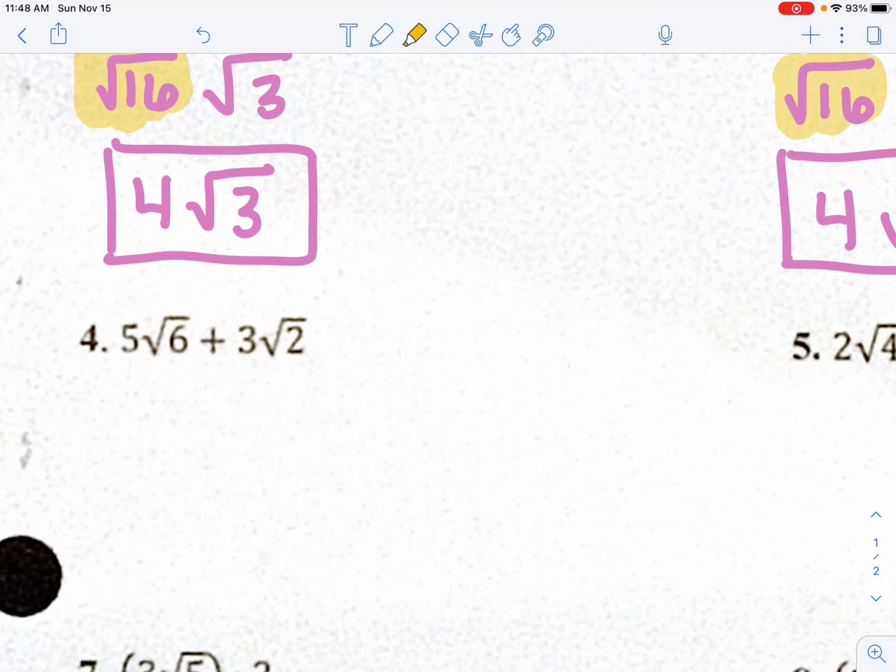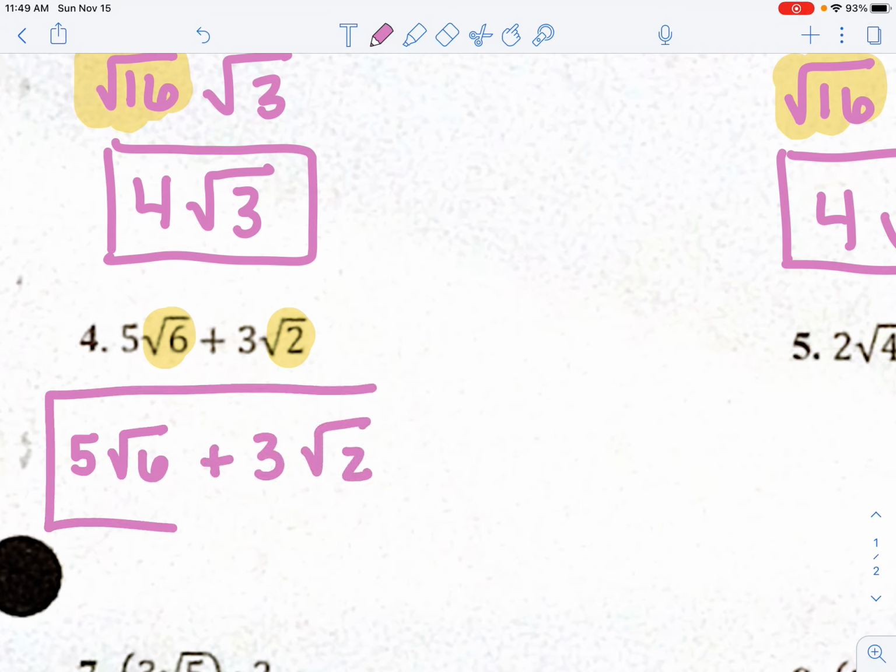Okay, number 4 says 5 radical 6 plus 3 radical 2. So let's look at those radicals there. 6 and 2. Are they the same? No. So can we add these two together? Nope. So my answer would just be what it is: 5 radical 6 plus 3 radical 2. You can't combine them because they're not the same radical, and we can't simplify either of those.